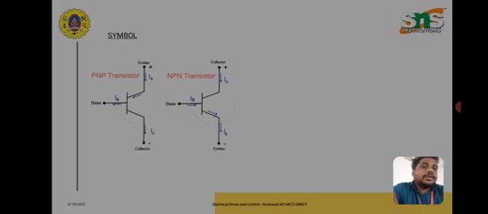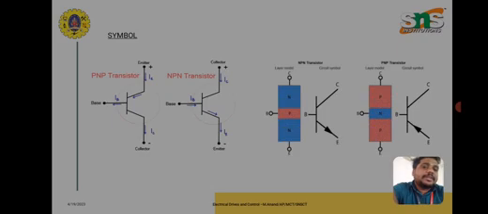This is the symbolic diagram for transistors. We have two types of transistor: PNP transistor and NPN transistor. For the PNP transistor, the base is negative, so a negative supply is given to the base, and it will allow the current from emitter to collector. For the NPN transistor, if you give the supply to the base, it will automatically allow current from collector to emitter. Nowadays we are using 90% NPN transistors in day-to-day advanced electronic devices.